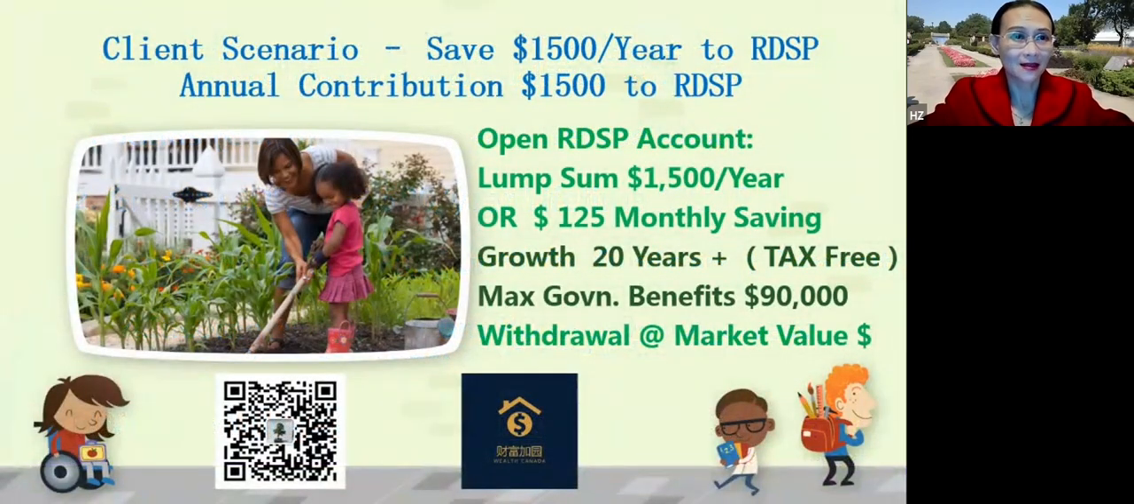So let me show you some scenarios. It will be much easier for you to understand how this account works. Let's say a person opens an RDSP account. The lump sum, maximum per year, is 1,500. People can also do it like a monthly contribution, $125 per month. And then keep on doing this plan for 20 years with tax-free growth in this plan, and try to maximize the government grants, 90,000. Then when it comes to the time of withdrawal, it's only at the market value.